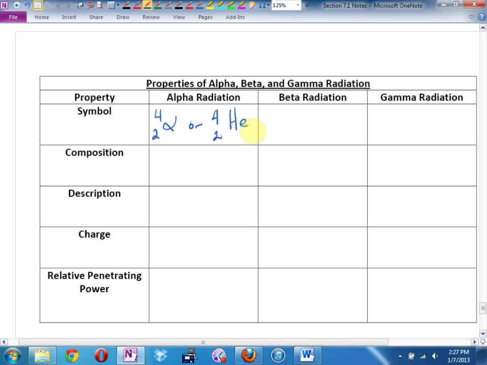What's the symbol for beta radiation? Beta radiation is an electron. Symbol for that is it's got a mass of 0, charge of -1, and you can use the letter E for electron, or mass of 0, charge of -1, and you can use the funky beta symbol.